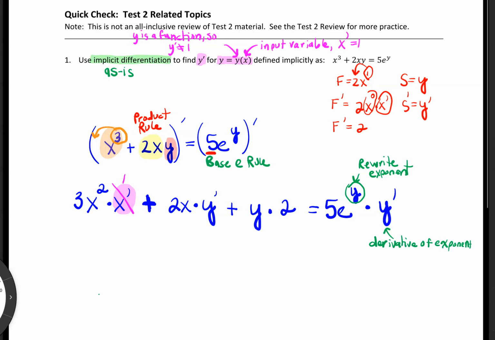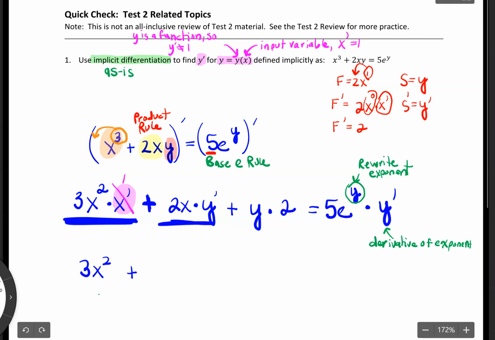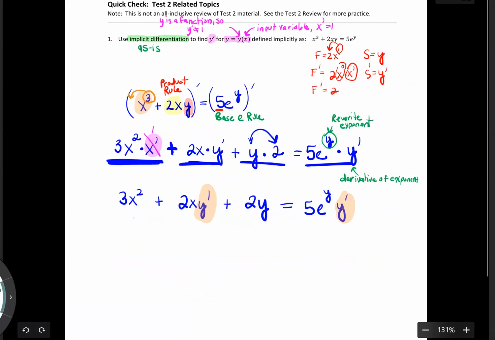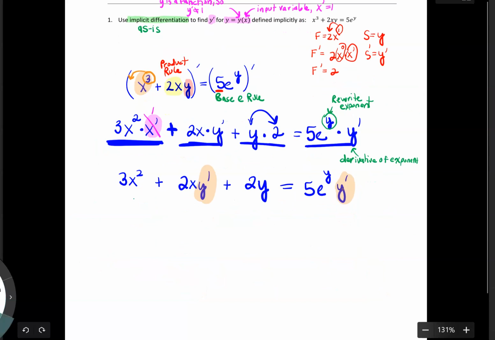Okay, so let's go ahead and clean this up because it's quite a mess right now. In this first group, since x prime was a 1, I'm just going to have a 3x squared plus, in this next group, there's really nothing I can do. I'll just write 2xy prime plus, in the third group, I'm just going to change the order of the multiplication and write that as 2y equals, and in this last group on the other side of the equal sign, there's not much to do. I'll write 5e to the y y prime. But we're supposed to be finding y prime, so we're not done yet. Right now I see that there's a y prime on the right side of my equation and a y prime on the left side of my equation.